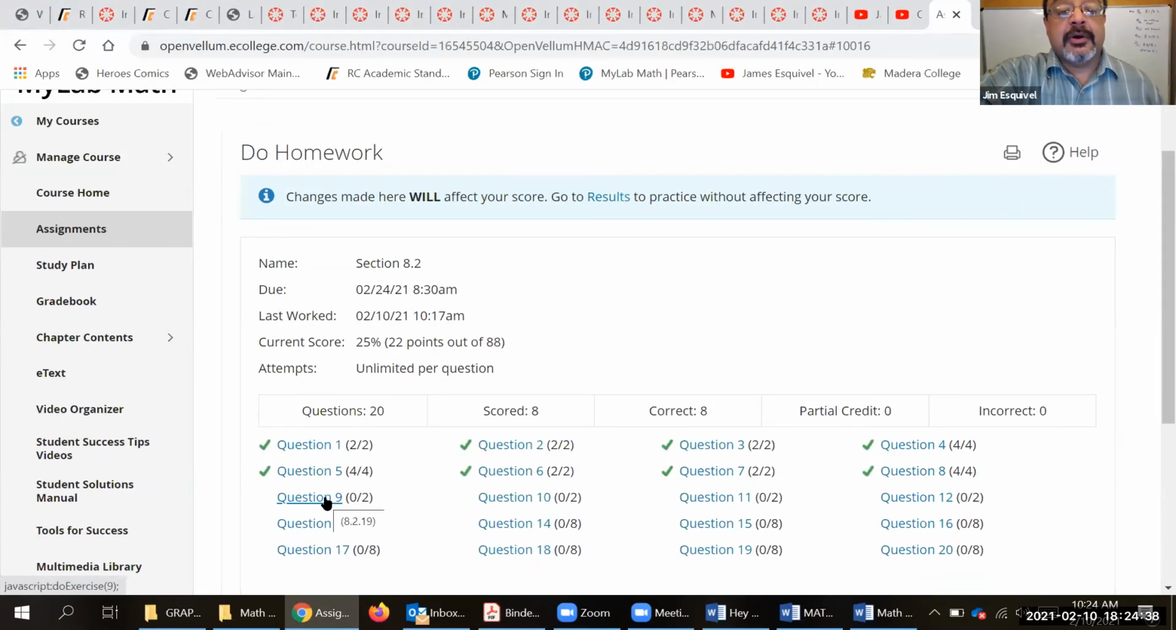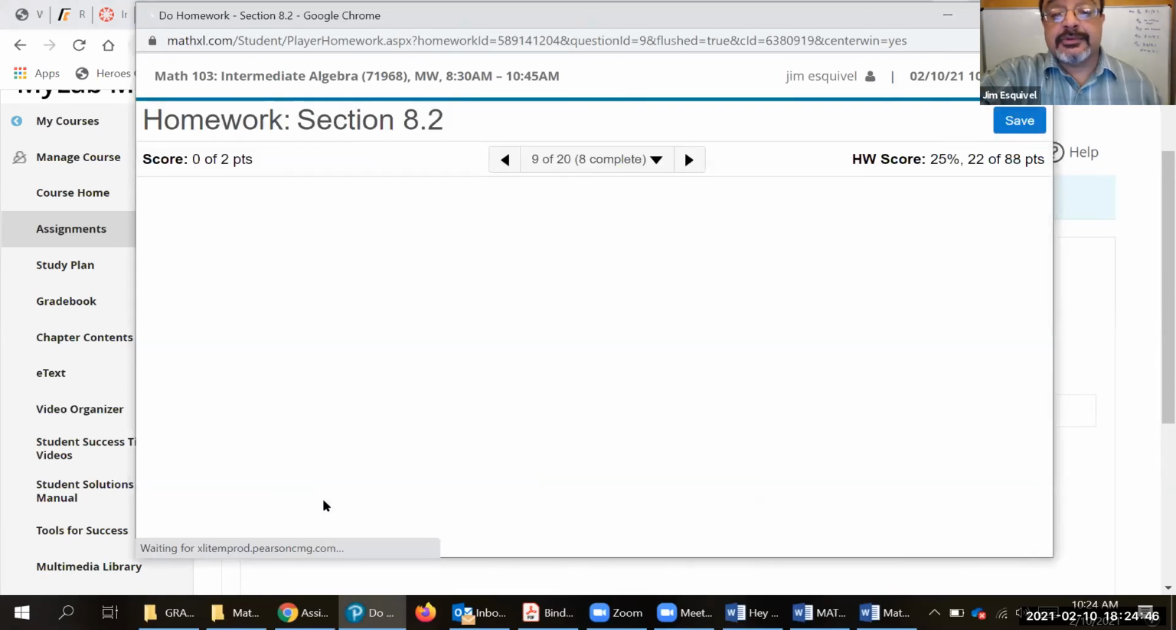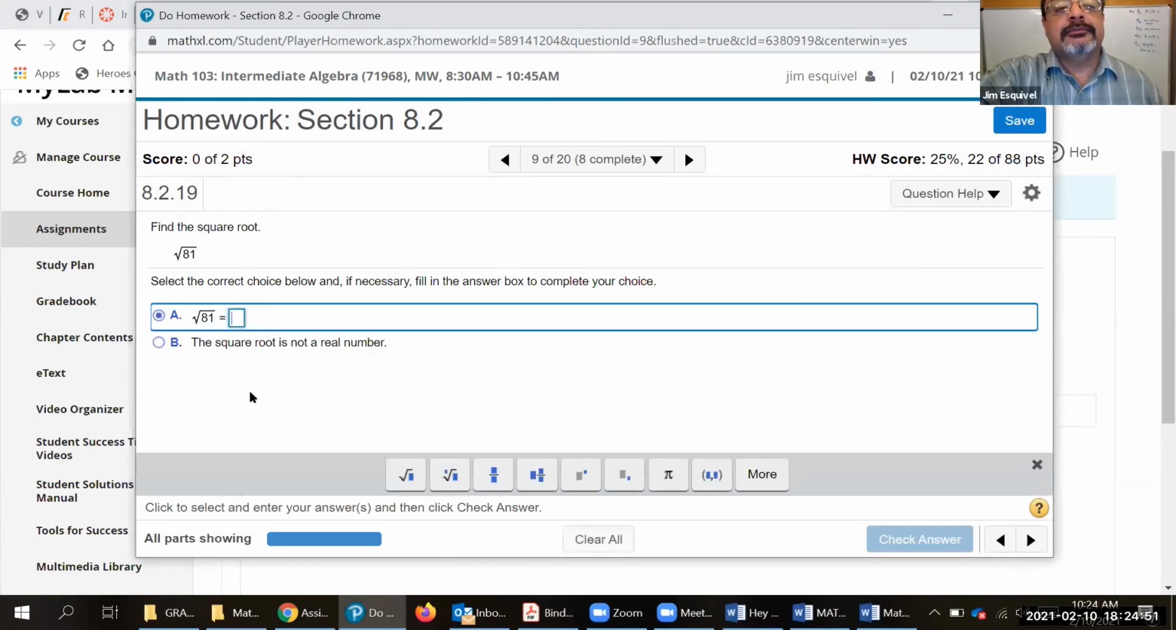We're going to need to know, in order to graph the square root functions, simple square roots. Nice and simple square roots. What is the square root of 81? What times itself is 81? 9. That's all.